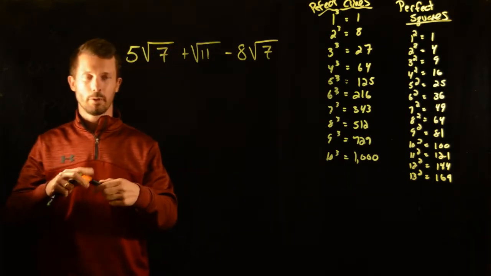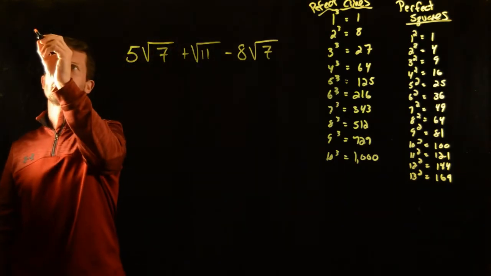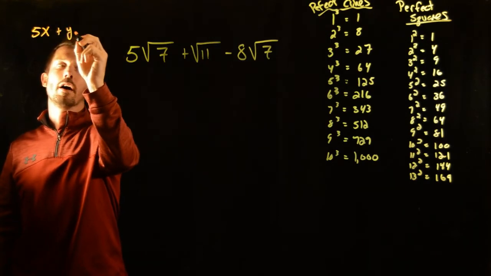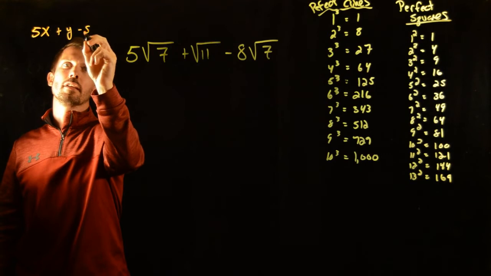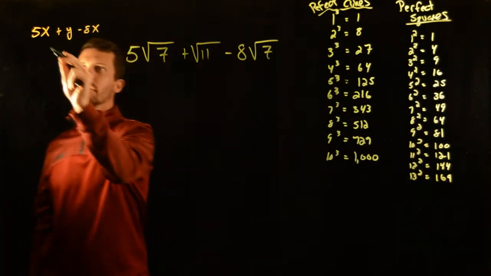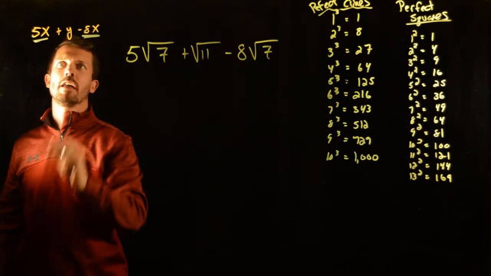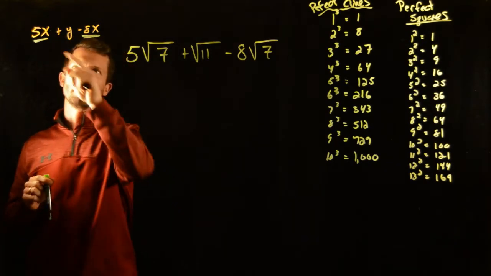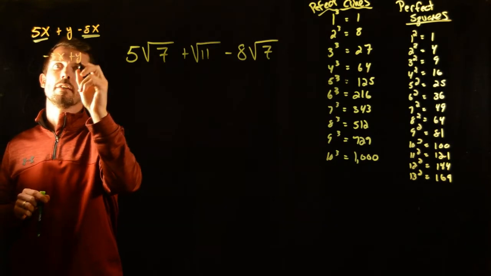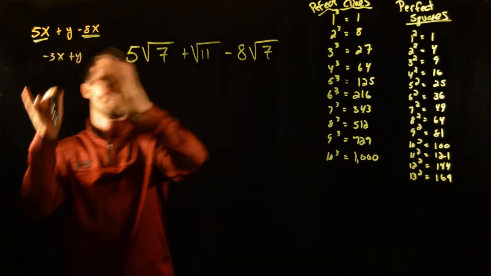So for example, let's say if I had something like this where it was like 5x plus y minus 8x. So what you guys would do here is you'd go ahead and say, oh, okay, I know that's a like term, and you'd put those two together and you'd say 5x minus 8x would be negative 3x plus y. Alright, so I'm going to try to relate that to this over here.